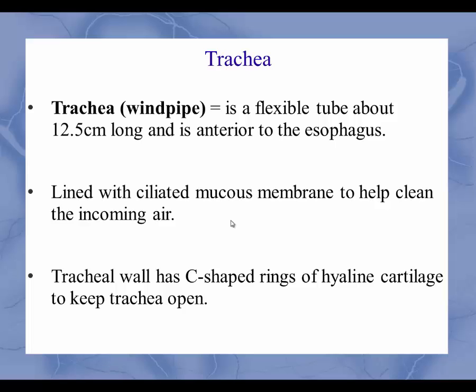Right, the trachea, also known as the windpipe, is a very flexible tube. It's about 12 centimeters long, and it's just in front of the esophagus. This is what you can feel in the front of your throat. That's the trachea. It's also lined with a mucous membrane that has cilia on it to help clean and filter the incoming air. And it's held open by a type of hyaline cartilage that's in the shape of a C. That's why you can feel it in the very front of your throat. It's held open by the C-shaped cartilage.